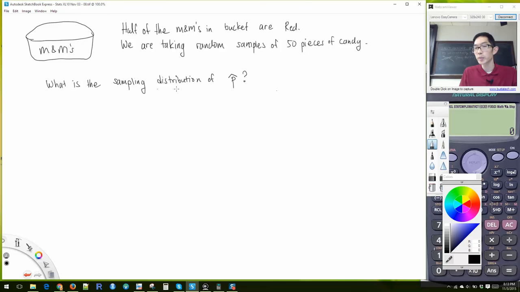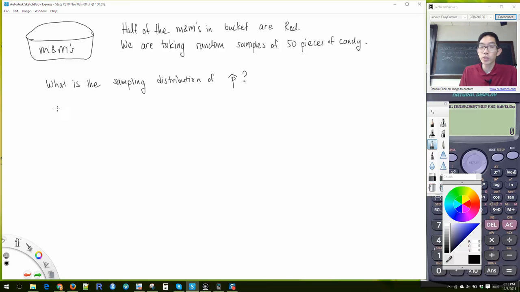Does this question even make sense? What's the sampling distribution of p hat? So p hat, what is p hat? Proportion of what? Of our sample. So that's saying every time I take 50 random pieces of candy, I might see a different p hat, right? I might get 50% in my sample, I might get 52% in my sample, okay? We want to know, well, what does that distribution look like? That's the, what is the sampling distribution of the different p hats I could get?